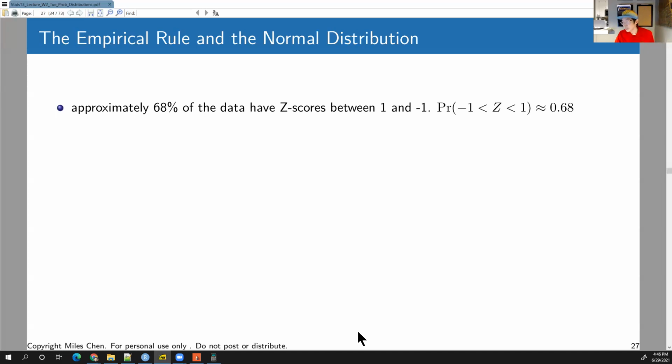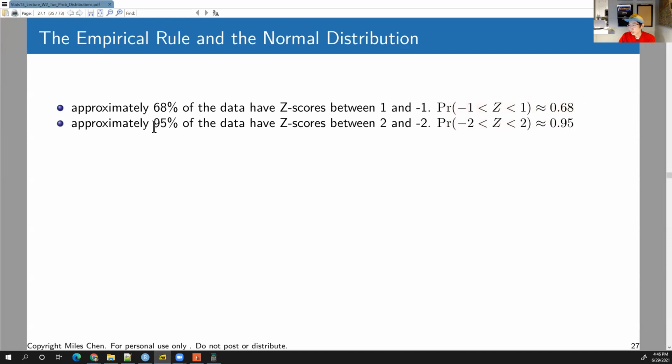All right, there's something called the empirical rule. This is also known as the 68, 95, 99.7 rule, just because these are the numbers that show up. It says approximately, if you draw this standard normal distribution and mark off barriers where the z-scores go from 1 to -1, from 2 to -2, and 3 to -3, you're going to get these proportions. Approximately 68% of the data will have z-scores between 1 and -1, or mathematically, the probability that -1 is less than z less than 1 is approximately 0.68. Around 95% are between 2 and -2.